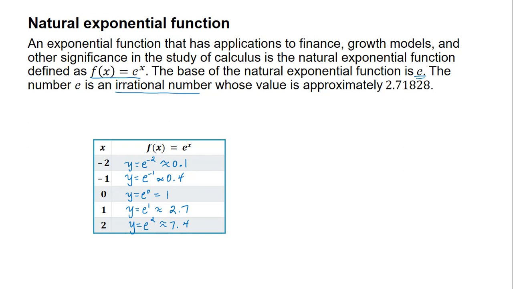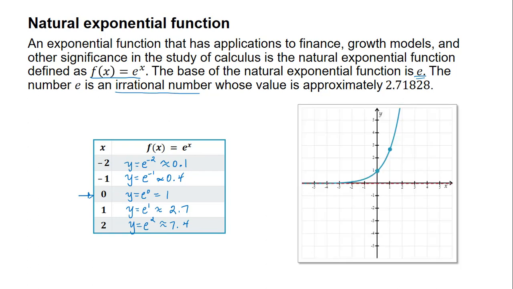So notice again that the things that we just learned about the exponential function hold true. 0, 1 is going to be the y-intercept, and then none of the output values are 0, right? They're all positive. So we can graph this function on a coordinate system. We can see that it goes through the point 0, 1, it goes through the point 1, 2.7, and then it goes through 2, 7.4, -1, 0.4, and so on.